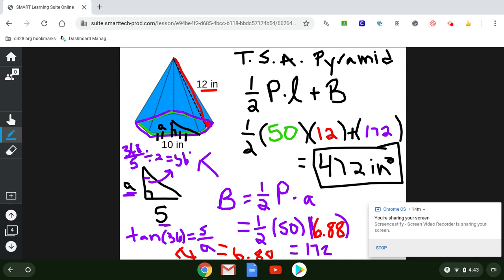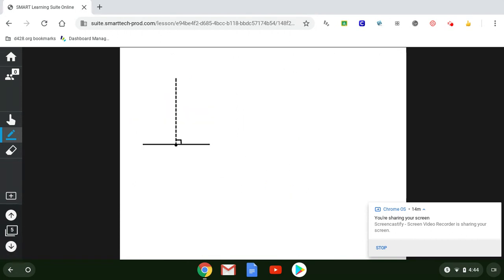Okay, so again, remember that this piece here is going to be determined by the shape that you have. This one had a few more steps because I had a polygon base, and it's harder to find the area of a polygon. All right, let's try another example. Let's do a cone now.